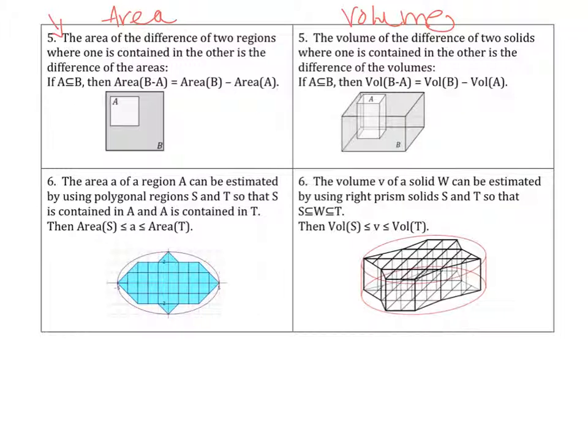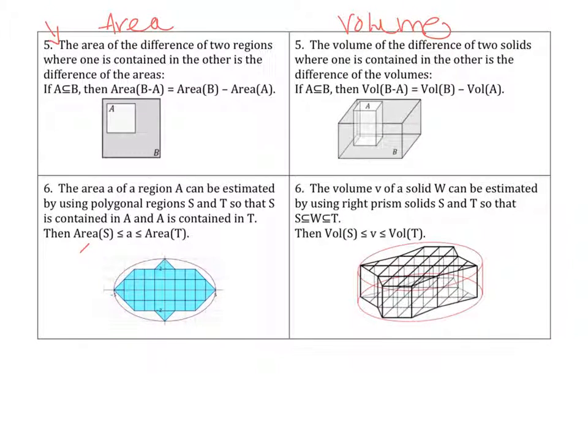and T so that S is contained in A and A is contained in T. Then the area of S is less than or equal to the actual area of the figure, which is less than or equal to the area of T. So this is lower approximation, and this is upper approximation.